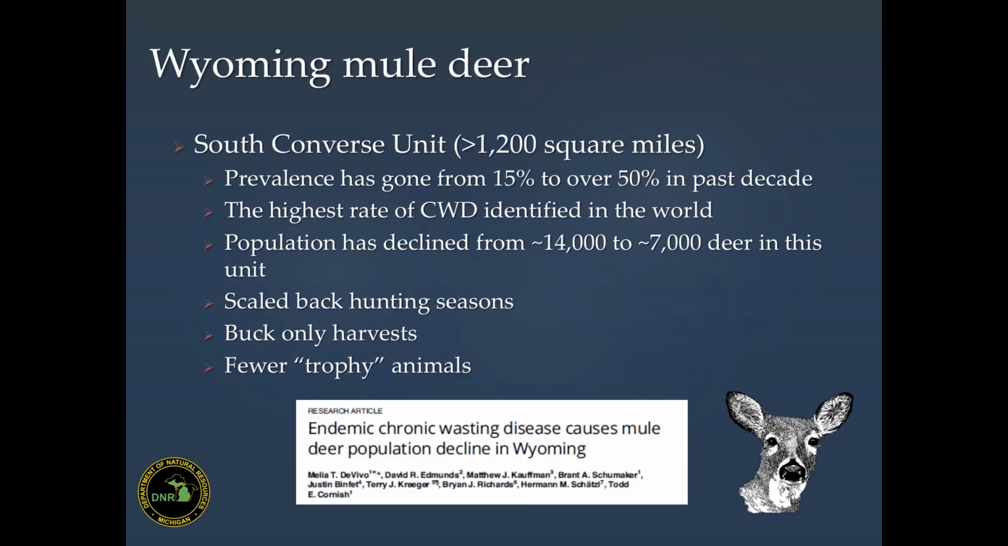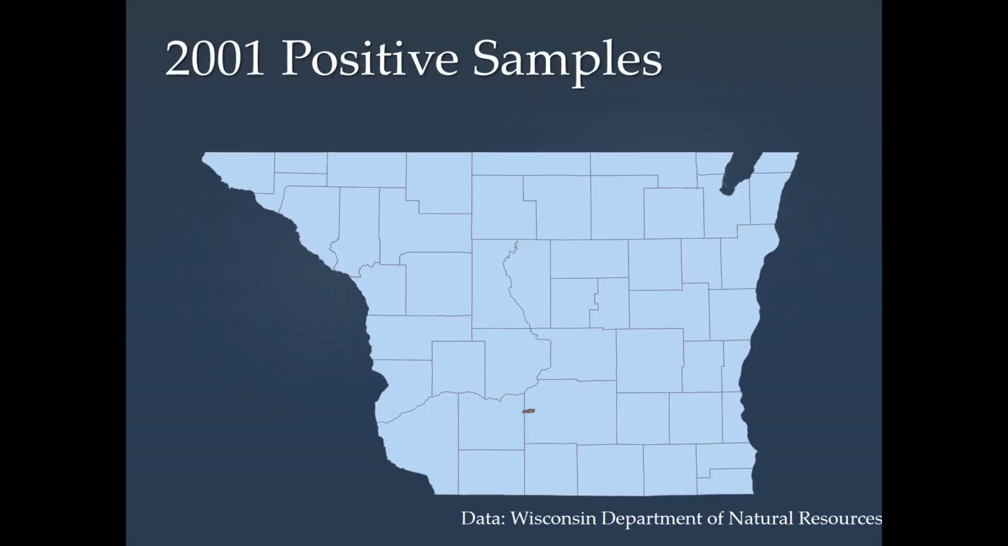Again, this research has gone through the peer-reviewed process, and there's the title and the author. And what this group of authors found was that CWD is contributing to a 21% annual decline in mule deer in this unit. Switching over to Wisconsin, which had the unfortunate designation of being the first state in the Midwest to identify chronic wasting disease.